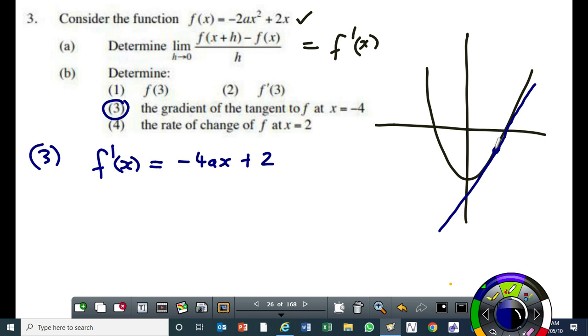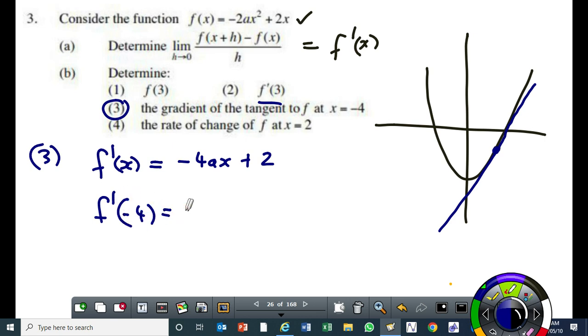Okay? So this expression here, f prime of x, is actually the general expression for the gradient of that function. If we want to find the gradient at a specific point, we just substitute the value of x. Alright? So here, the way that I did this one, that's the same that we have to do for number 3. So this would be f prime of minus 4.